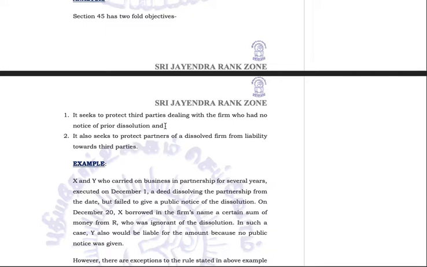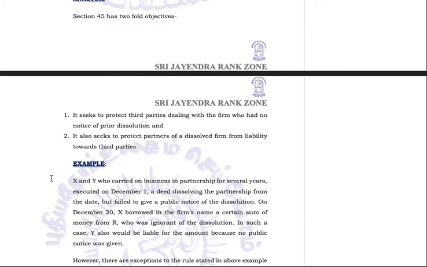It also seeks to protect partners of a dissolved firm from liability towards the third parties. It says if the partners have given the notice of dissolution of the firm, they will not incur any third party liability because of the misdeeds of any one of those partners who is still trying to take undue advantage in the name of the firm.